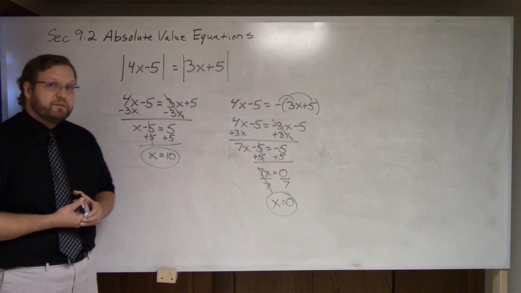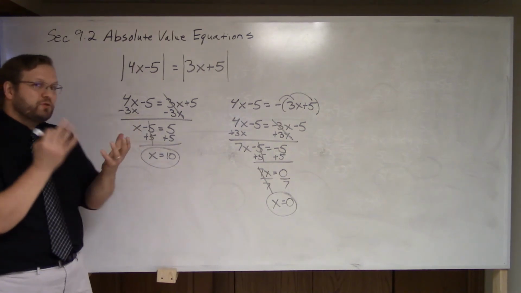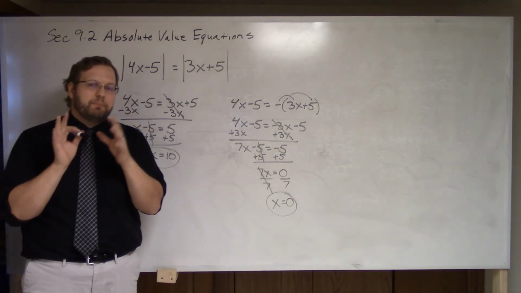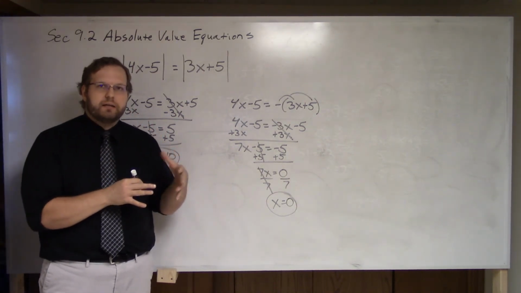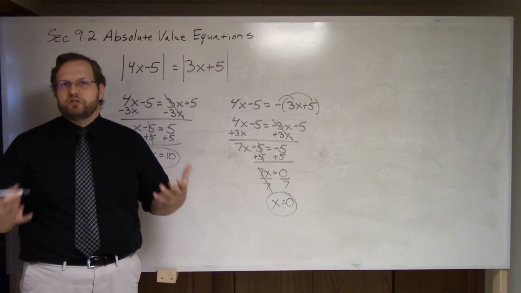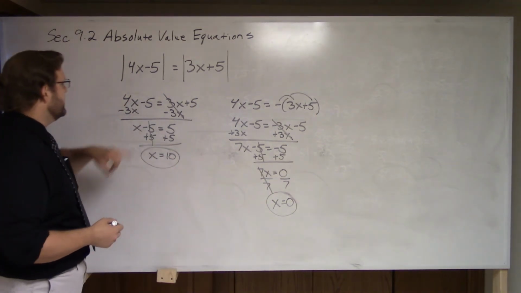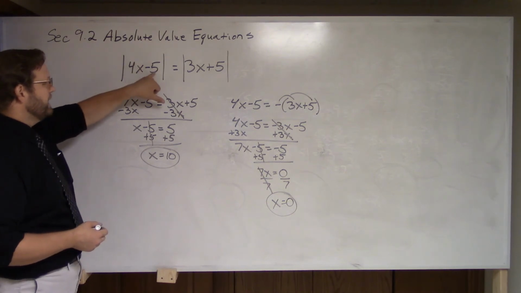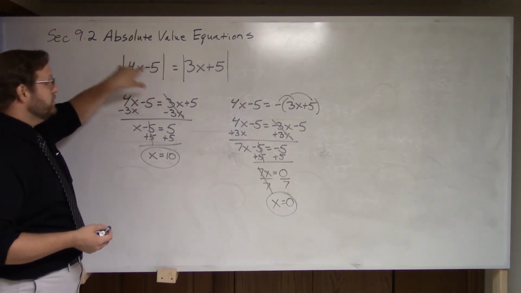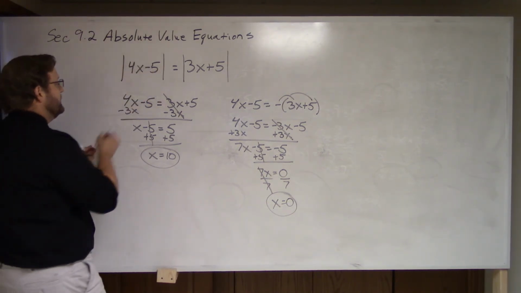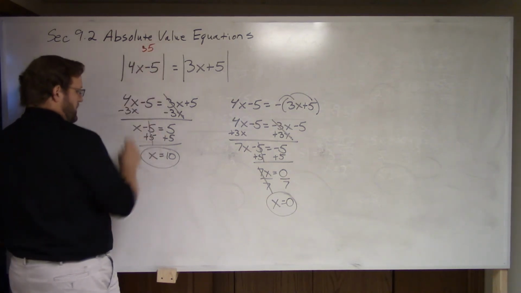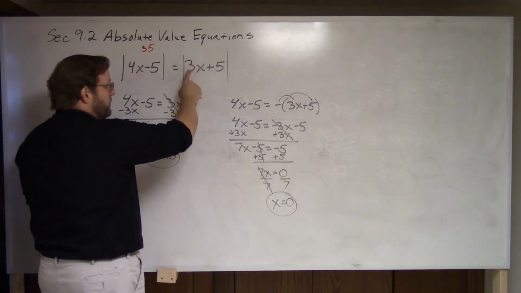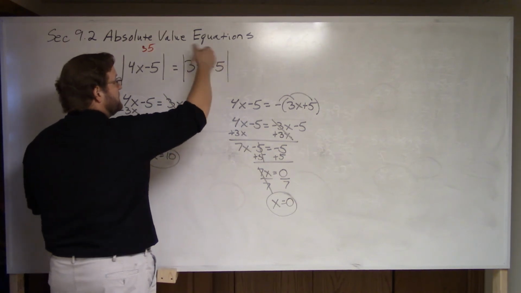Now again, there is a variable on both sides. When the absolute value's on both sides, typically you're safe with the answers you get, but again, it's not a bad idea. Check it, okay? Just real quick, plug in a 10. We got 40 minus 5 is 35. Absolute value is 35. Let's write that down so we remember. And then I plug a 10 in here. 3 times 10 is 30, plus 5 is 35.